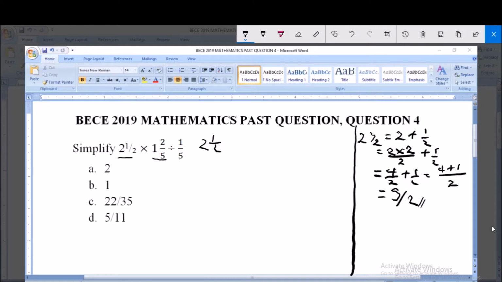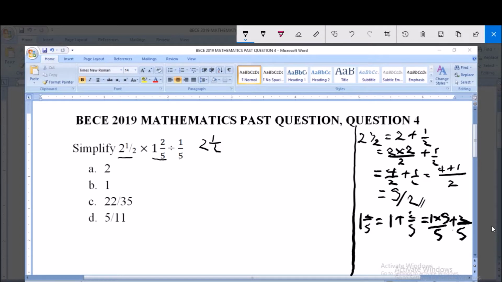Now 1 2/5 is a mixed number. We also have to convert it to an improper fraction. Now 1 2/5 is equal to 1 plus 2/5, meaning the whole number part and the fractional part. To convert the 1 to a fraction, like we did here, you multiply this 1 by the denominator, that is 1 multiplied by 5, and still divide it by that same denominator 5, then plus your 2/5.